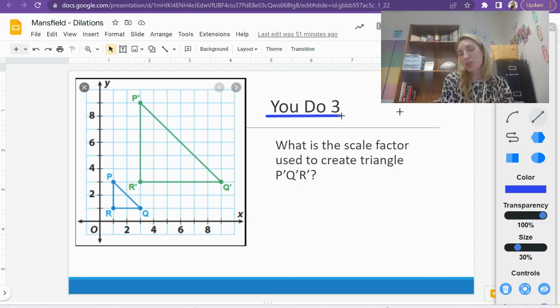Or maybe you prefer to work with Q. That's fine. Find the location of Q. Find the location of Q prime. Does that make sense? Now, let me pause over here for just a second and show you another way to do that.